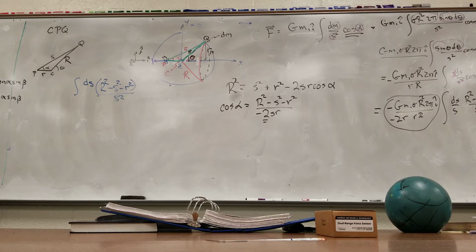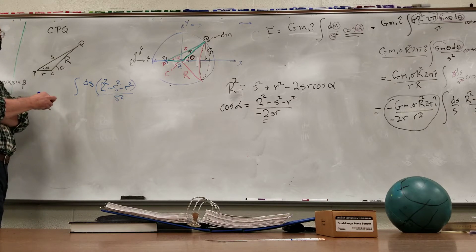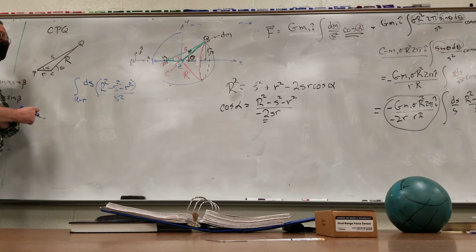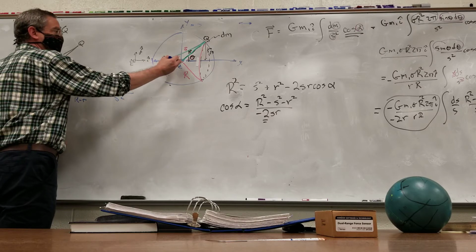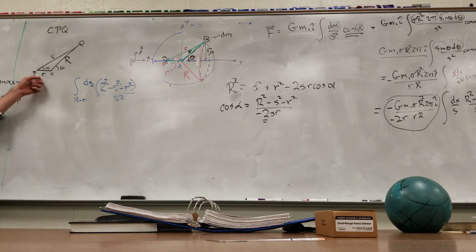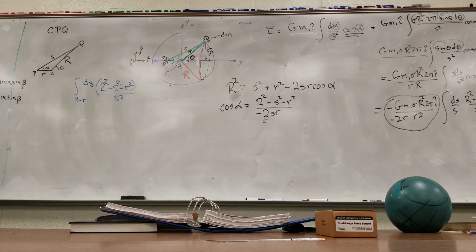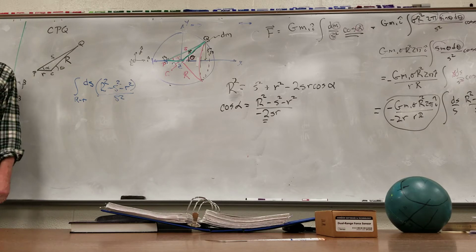Is it big R minus little r? Yes, it is. Because again, this distance from here to here is little r. I didn't label it there, I labeled it here. What is the biggest, farthest that point P is from the surface? Big R plus little r.